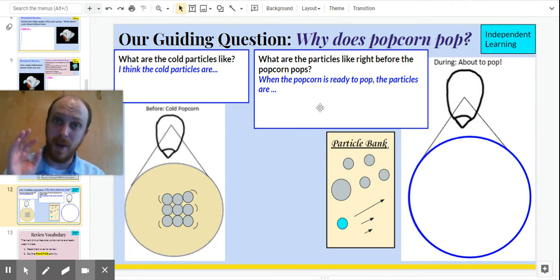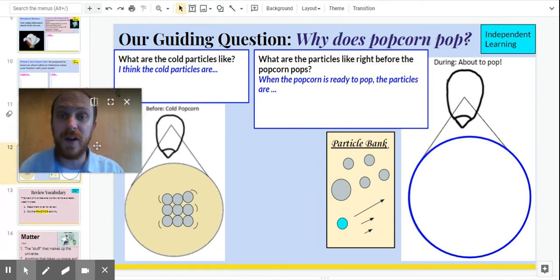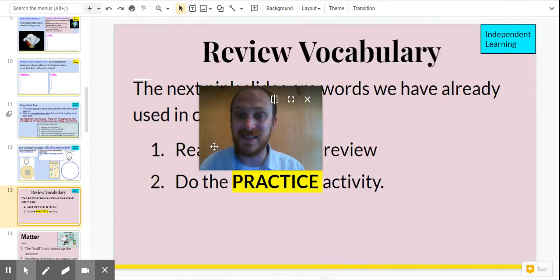What's happening to make popcorn pop? You did your observations. You did your inferences. Now we're modeling. Okay. In class on Friday, we're going to look at some of our models and see what we think. Okay. Moving on with our lessons today.